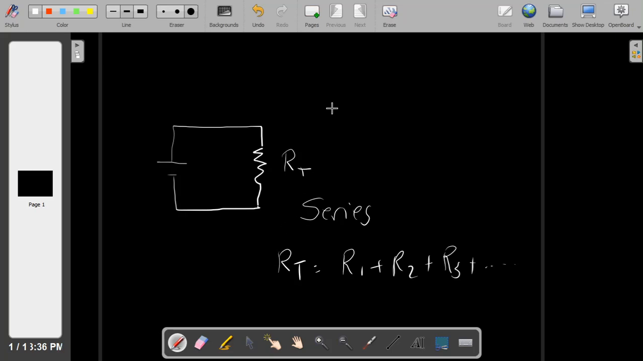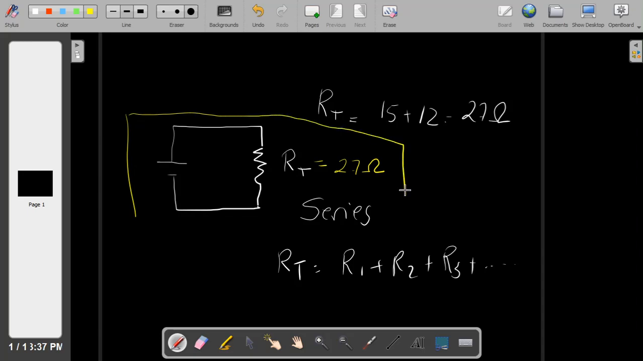They said that one of them was 15. So your total or effective resistance is the 15 ohms plus 12 ohms. And that's going to be 27 ohms. So that means, I'm going to put in yellow, that after you do this, you're going to say that this resistance right here, this resistor effective, has 27 ohms. This is what they're asking for, the circuit plus the resistance. And then you have solved this example.